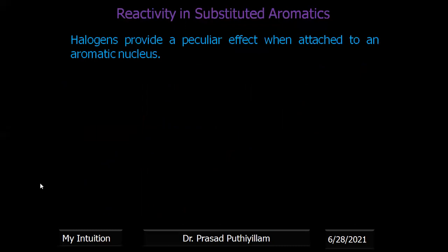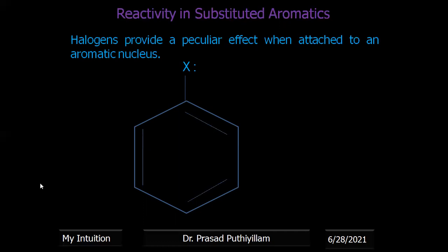Halogens provide a peculiar effect when attached to an aromatic nucleus. So in the benzene ring, the halogen represented with X has lone pairs of electrons. Three lone pairs of electrons are there on the halogen; only one set of lone pair is represented here. Okay, so you know that this lone pair of electrons can participate in resonance. Therefore, the ortho and para positions have more electron density, or we can say that it is an ortho para directing group. If a halogen is present, whether fluorine, chlorine, bromine, or iodine, generally we can say that because of the presence of the lone pair of electrons, it is an ortho para directing group.